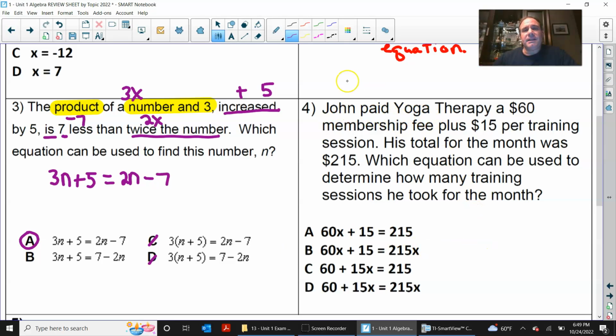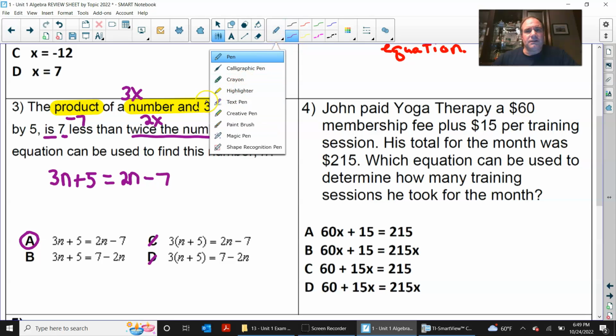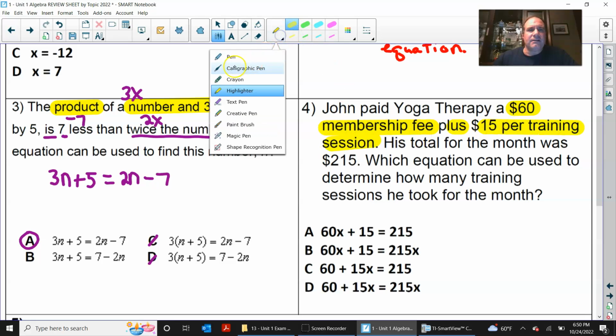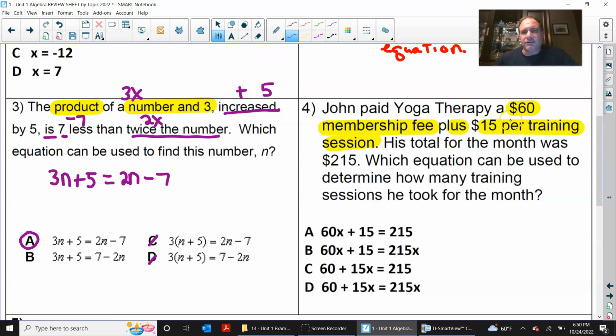22nd. John paid for yoga therapy, $60 membership fee, plus $15 per training session. So let's just stop right there, and we're just going to put that together. $60 the membership fee gets charged once, and $15 per training session, we don't know how many training sessions, so it could be over and over and over again.